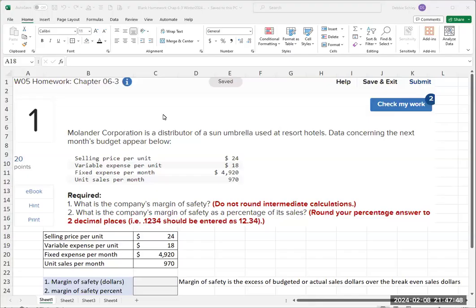All right, this is going to be a homework walkthrough for chapter 6-3. We'll start with question 1.